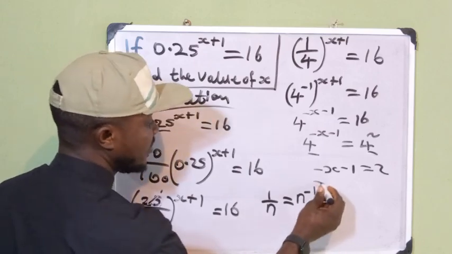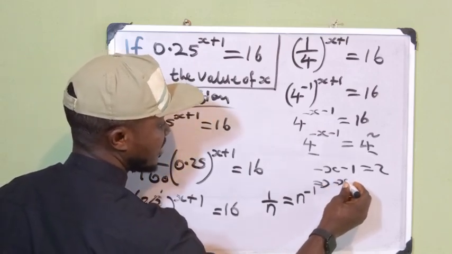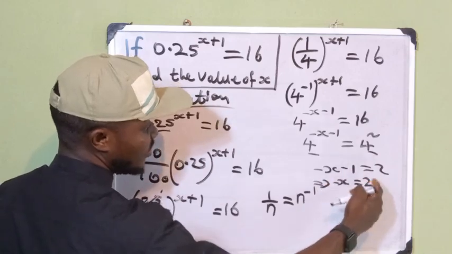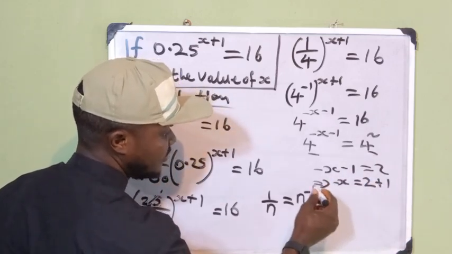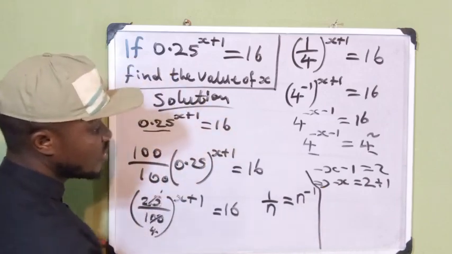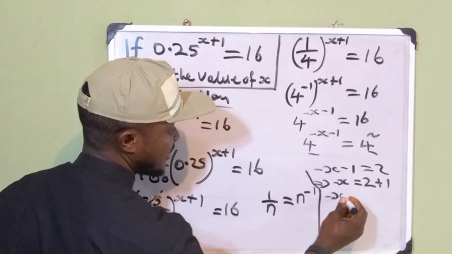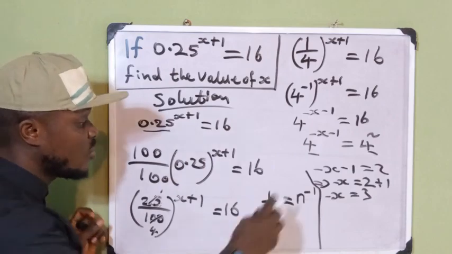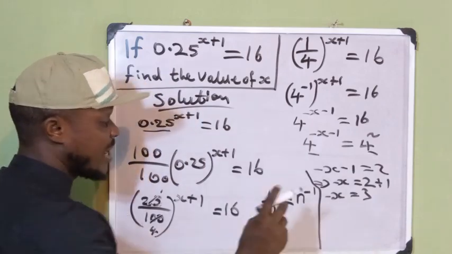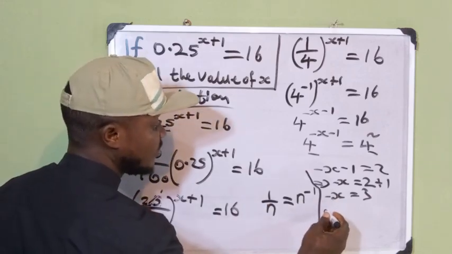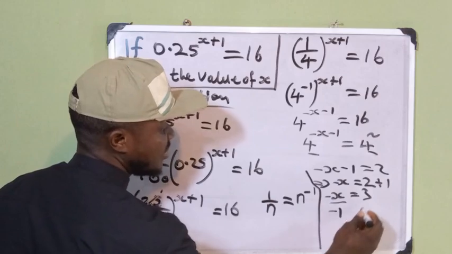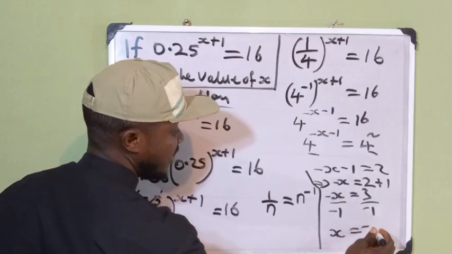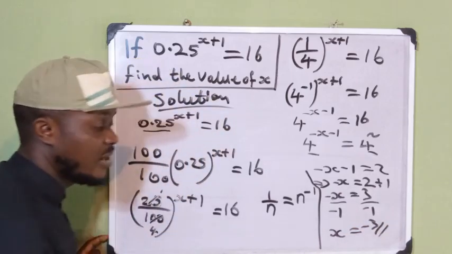Solving further, we say that minus x is equal to 2. When this minus 1 crosses over, it becomes plus 1. So this implies that minus x is equal to 3. Remember, we are looking for x and not minus x. So what we have to do now is to divide both sides by minus 1, this all over minus 1, this all over minus 1. So our x now will be minus 3. This is the final answer.